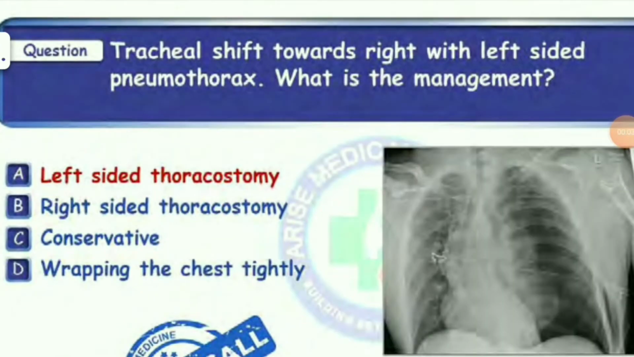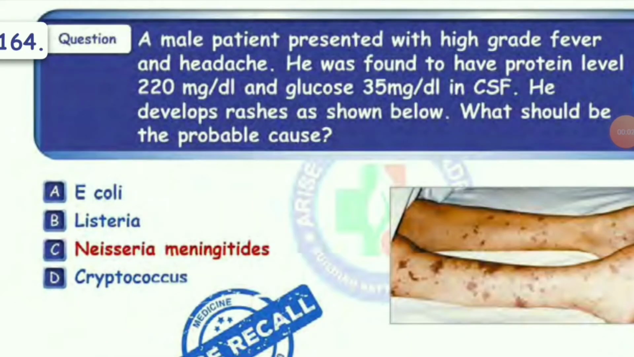Next question, tracheal shift towards the right and left-sided pneumothorax. What is the management? The answer is left-sided thoracostomy. Next question, a male patient presented with high-grade fever and headache. He was found to have protein level 220 mg per deciliter and glucose 35 mg per deciliter in CSF. He develops rashes as shown below. What should be the probable cause? The answer is Neisseria meningitis.